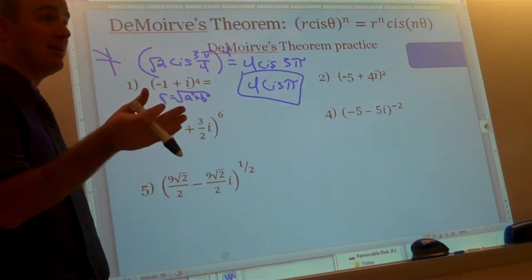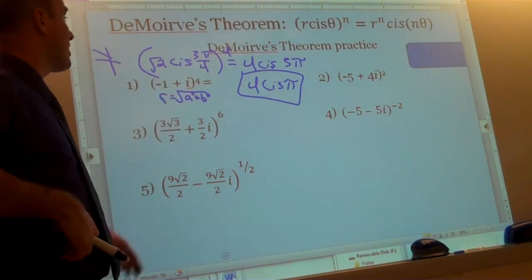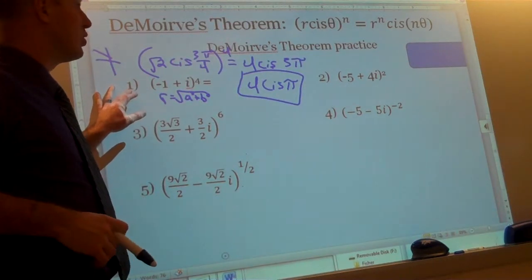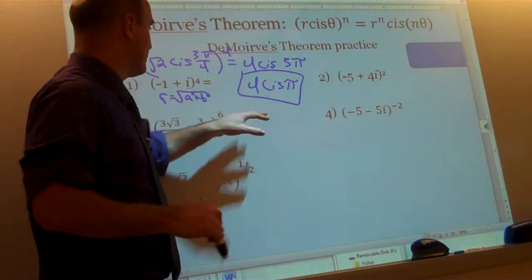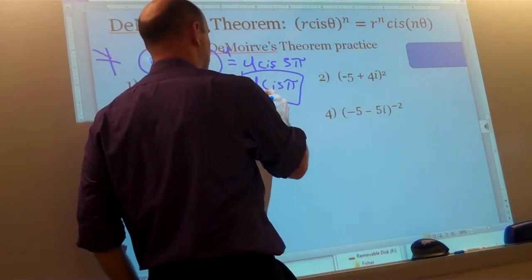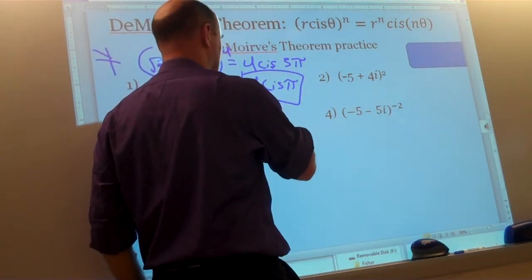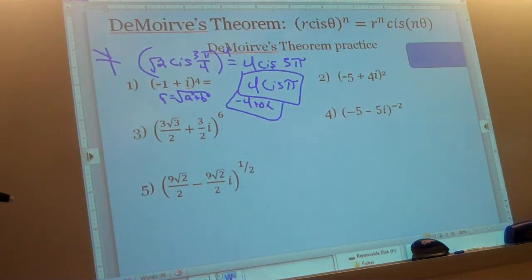Put it in a plus bi from there. You weren't asked for either form, so if you leave it in that, it's fine. If you call it negative 4 plus 0i, that's fine as well. Both of them are just as good. Negative 4 plus 0i.